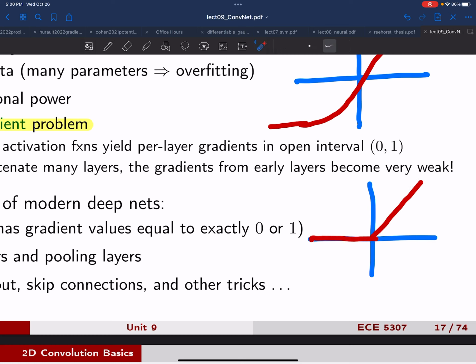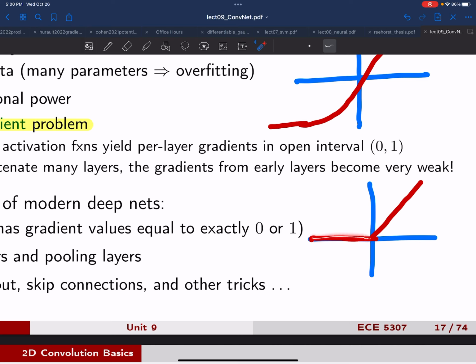ReLU is like that. So the gradient or the slope here is 1, right? It's always 1 wherever you are. So if you have a positive sample, when you do backpropagation, the gradient does not shrink at all. Of course, here it's 0.